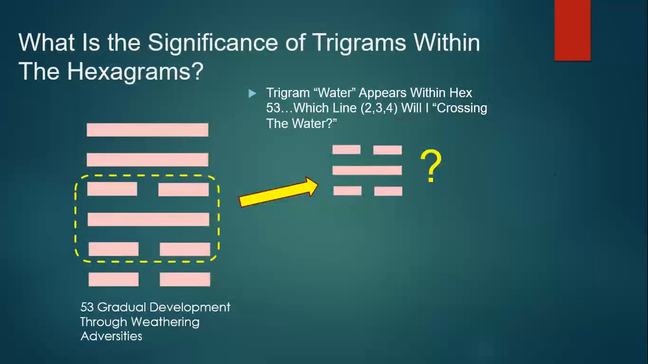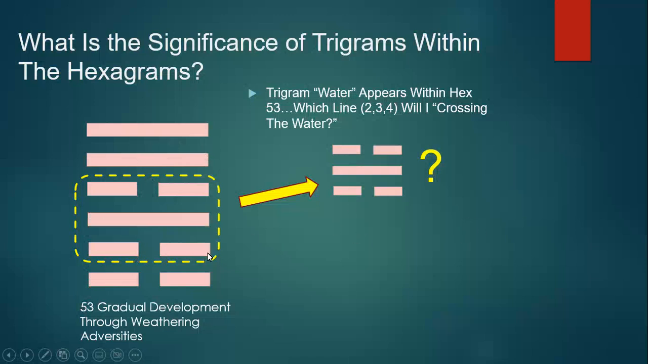In this video, we're going to talk about the significance of the trigrams within the hexagrams. When we study the book of I Ching, in every hexagram, we can see situations such as in this example of hexagram 53, we actually see a trigram that symbolizes water within the overall hexagram.